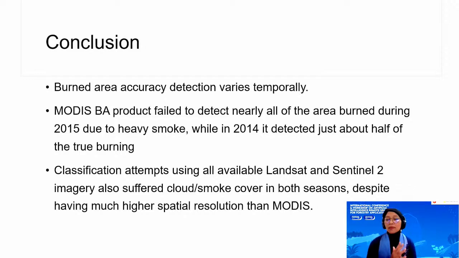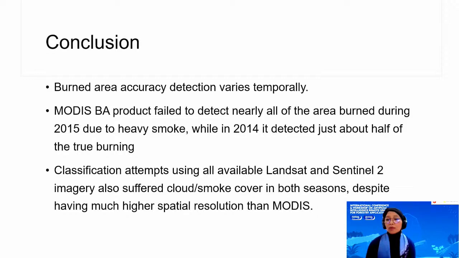So to conclude, burn area detection accuracy varies temporally. The MODIS burn area product failed to detect nearly all of the area burned during 2015 due to heavy smoke, while in 2014, the moderate burning event, it detected just about half of the true burning. The classification attempts using all available Landsat and Sentinel-2 imagery also suffer from cloud and smoke cover in both seasons, despite having much higher spatial resolution.